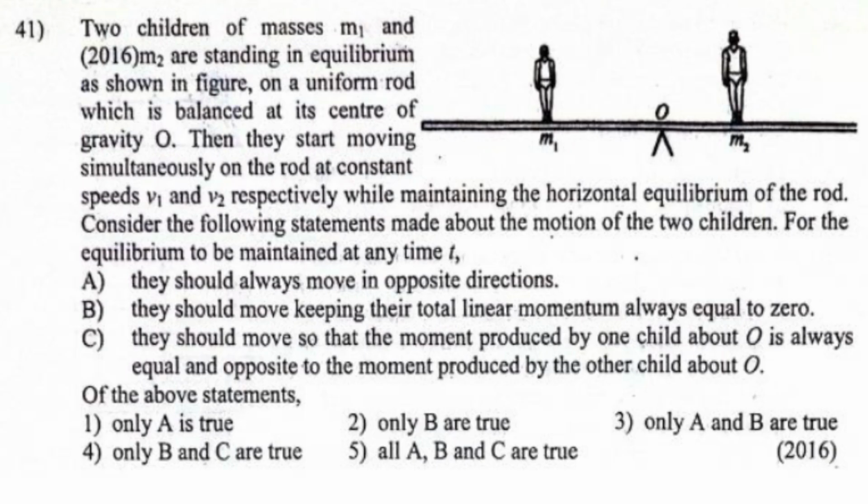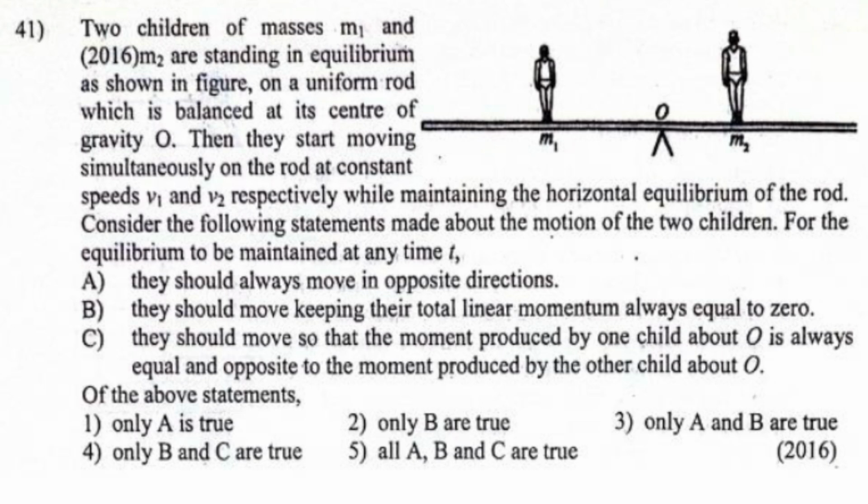Question number 41. Two children of mass M1 and M2 are standing in equilibrium as shown in the figure on a uniform rod which is balanced at its center of gravity O. Then they start moving simultaneously on the rod at constant speeds V1 and V2 respectively while maintaining the horizontal equilibrium of the rod.